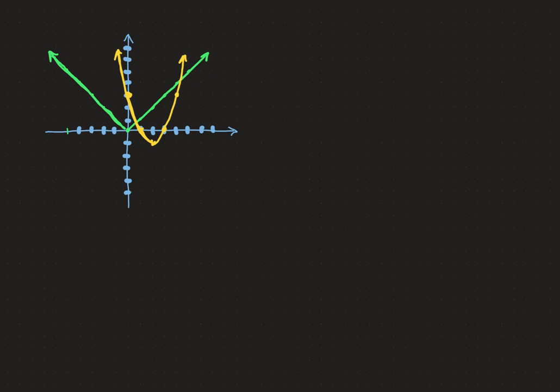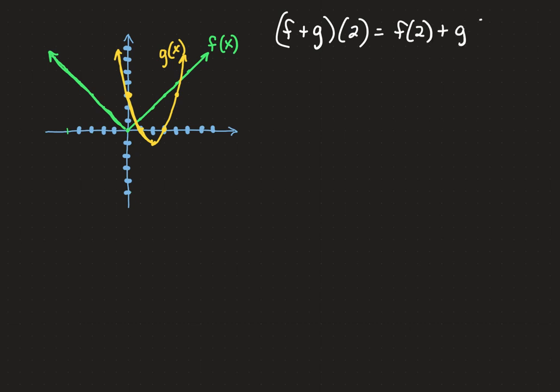Okay, let's get a little artsy here. Let's consider this green graph to be the function f of x. And the yellow graph will be the function g of x. So let's do some addition and subtraction of these also. Let's find f plus g of x for x equals 2. Okay, so remember that that is equal to f of x plus g of x, or f of 2 plus g of 2. So what we need to do is look at this graph and try to determine where f of 2 is. So let's see, here's 2, and it looks like we are at 2. So the function f of 2 is 2.